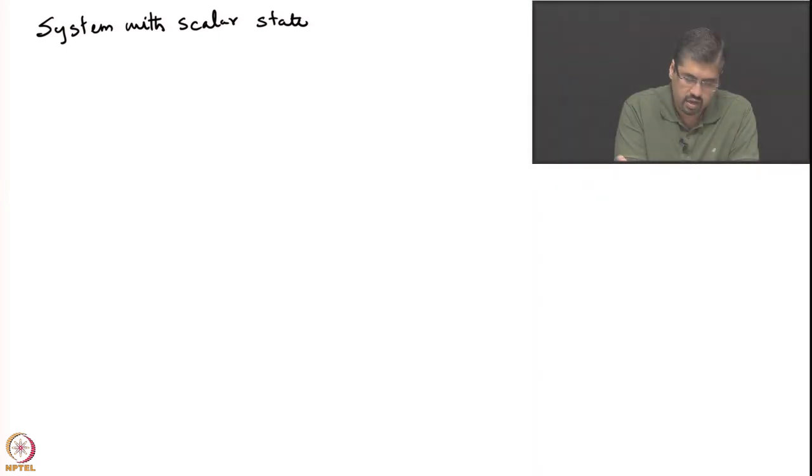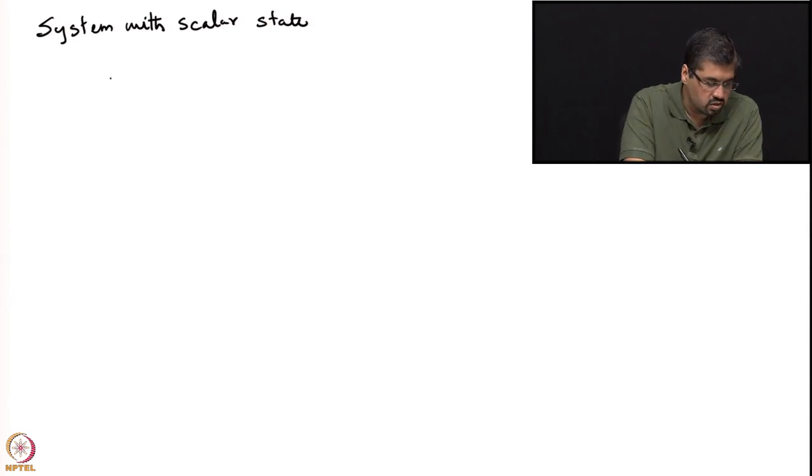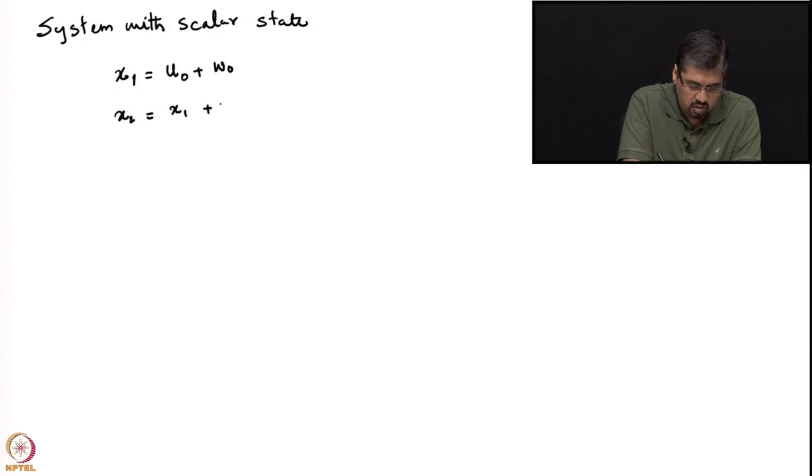So a simple illustration of this is the following example. Consider a system with a scalar state. Now this system evolves in the following linear fashion over two time steps. The system starts with x1 at time step 1, given as u0 plus w0, and x2 at time step 2 is given by x1 plus u1.